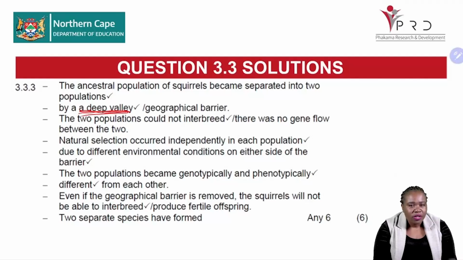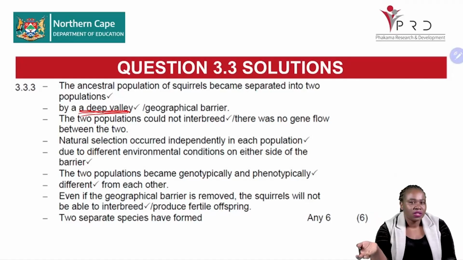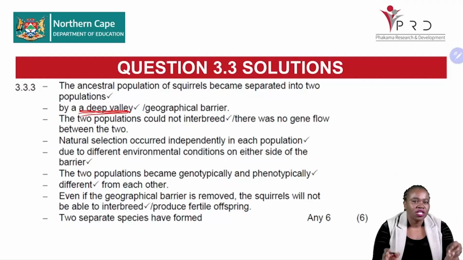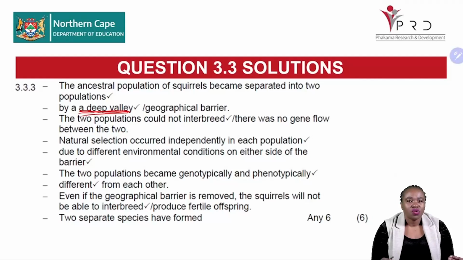And then you also mention that as they are now separated from each other, it means that the environmental conditions that they are going to come across are going to be different, meaning that the organisms on this one side are going to experience natural selection independently from the organisms on the other side. Natural selection is taking place independently because their environmental conditions are different from each other. Right. And then as that happens, these organisms are now going to be phenotypically and genotypically different from each other. Right. So they are completely different from each other.